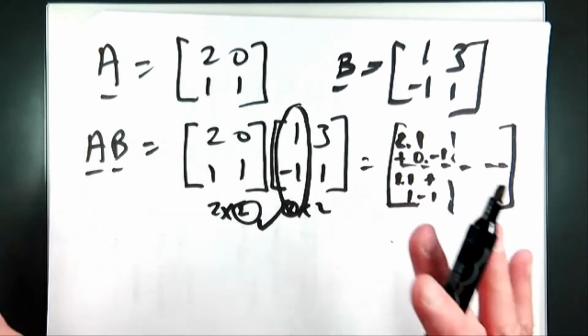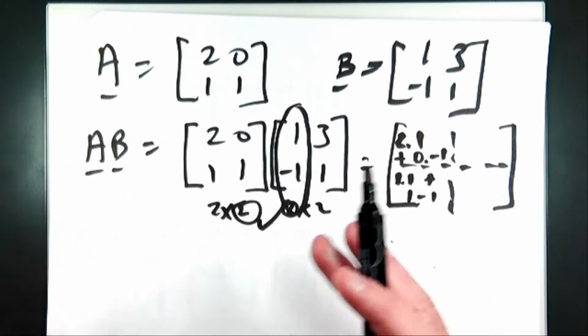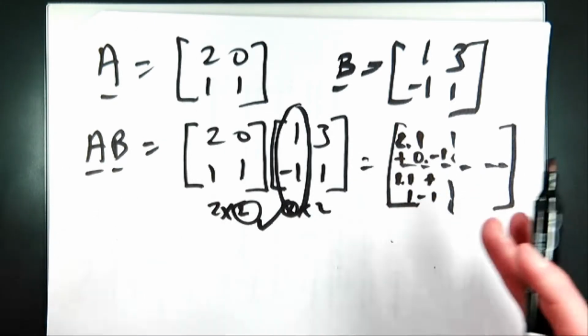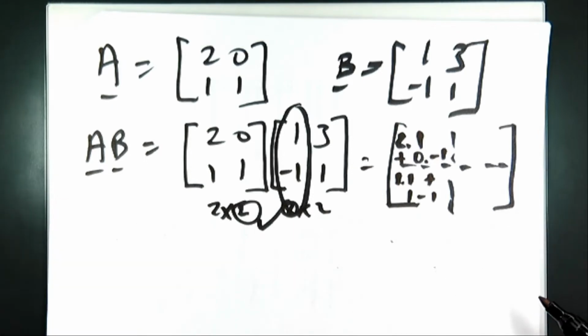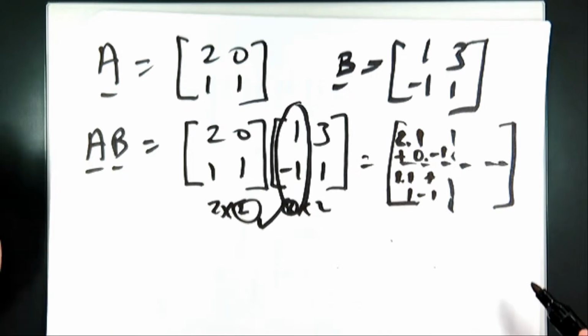Now, there is a reason why matrix multiplication is as daft or as seemingly complicated as it is, and we'll see this when we start talking about simultaneous equations. But for the moment, I just want you to try to get these rules into your head.